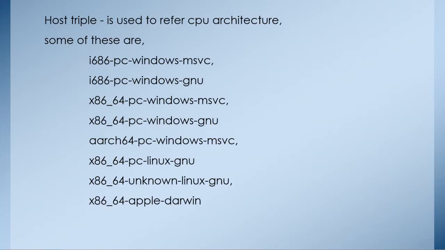In Rust custom installation, the first question is select your default host triple. Host triple is used to refer to CPU architecture. Some of these are i686 PC Windows MSVC, x86-64 PC Windows MSVC, x86-64 unknown Linux GNU, x86-64 Apple Darwin, and many more.